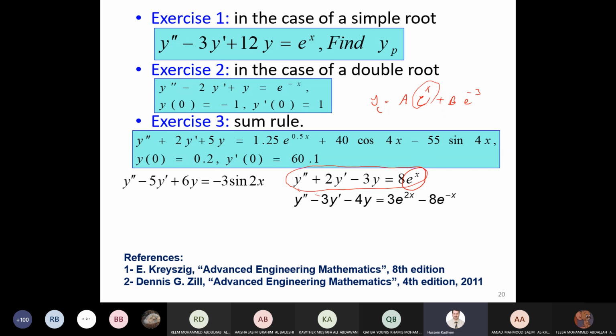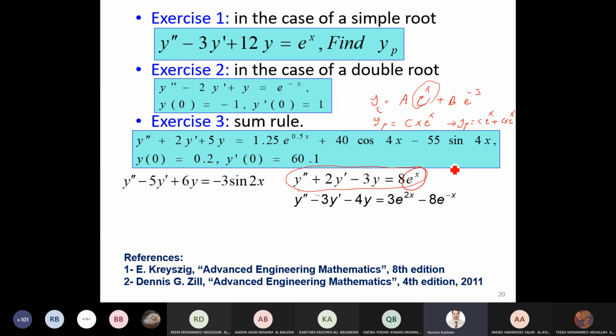So you tell me what method we are going to adopt here. Basic or modification rule? What do you think? Modification. Excellent, modification. So we will say that y p equal, let me say c x exponential x. And when I differentiate, y p dash equal c exponential x plus c x exponential x.